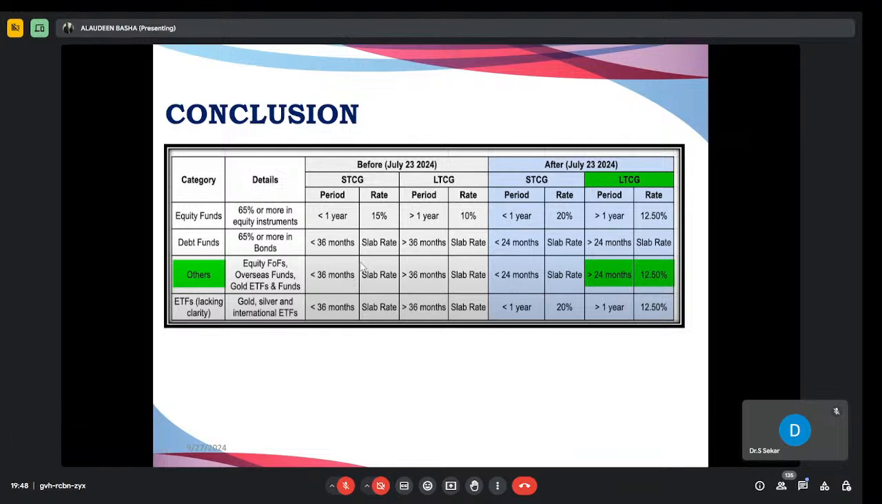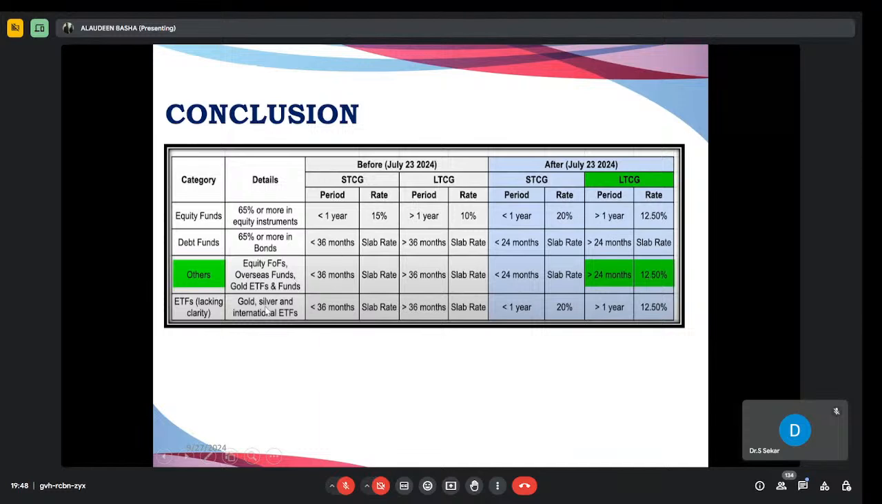These kinds of investments you can get 12.5% for long-term capital gain after the revision of the 2024 budget. But in STCG, short-term capital gain, there is no change. As per the slab rate, you pay for equities and ETFs. But in long-term capital gain, you need to pay 12.5% once you hold for more than 1 year or 24 months.